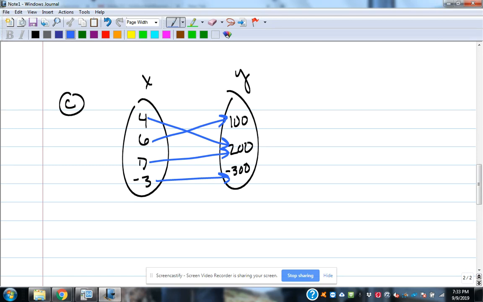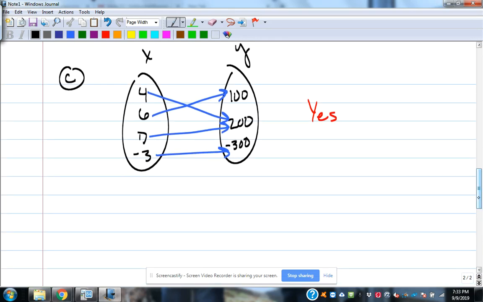You've got 4, 200, 6, 100, 7, 200, negative 3, negative 300. Is that a function? Yes. The x values don't repeat. You don't have two arrows coming from one x value, so it is a function. If there are two arrows coming from an x value in a mapping, then it's not a function. So no repeating x's. That's the key.